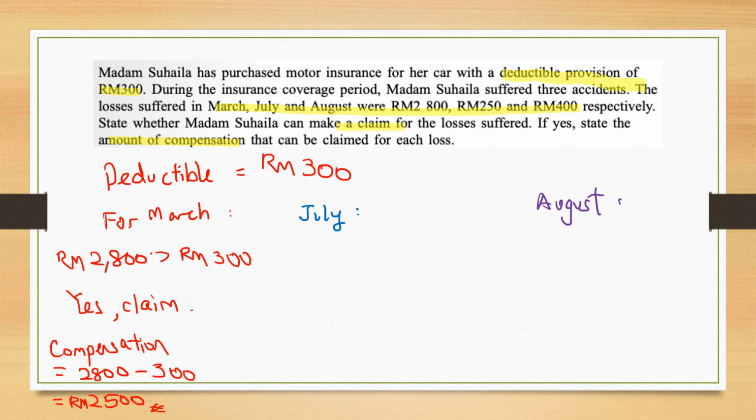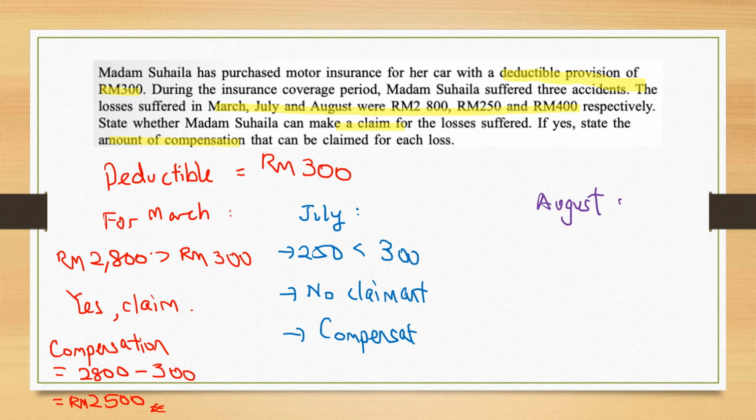So for July, the loss would be 250 ringgit, which is less than 300, meaning your loss suffered is less than your 300 deductible value. In other words, you cannot get a claim. No claim. Lastly, compensation is none. You can write for this section either equals to none, or you can also write 0, for instance.